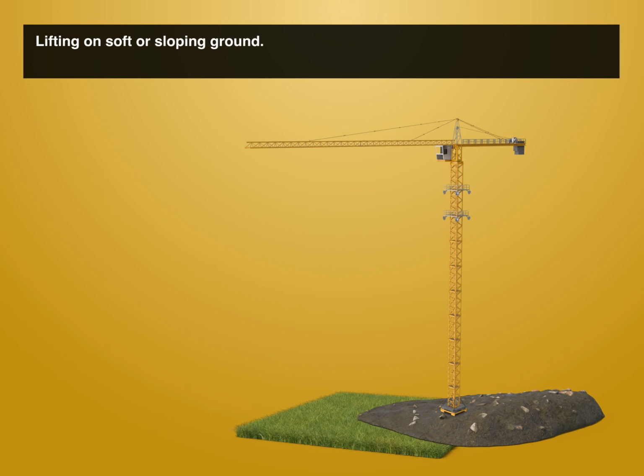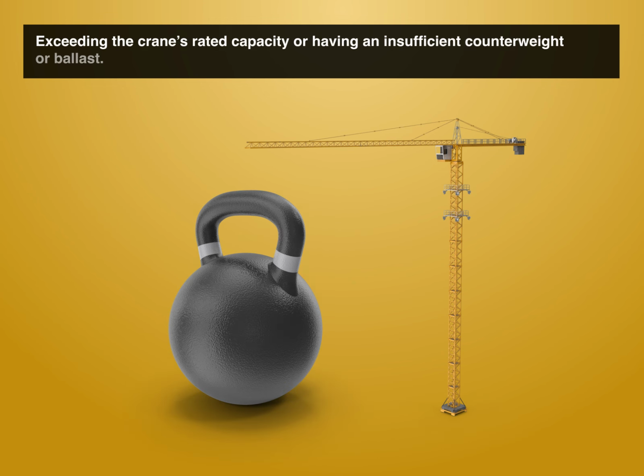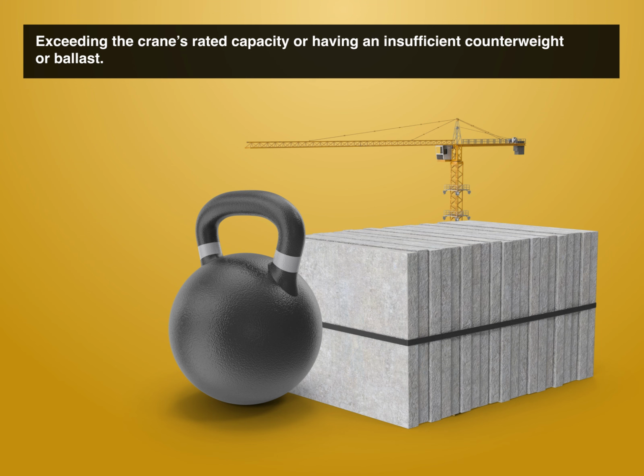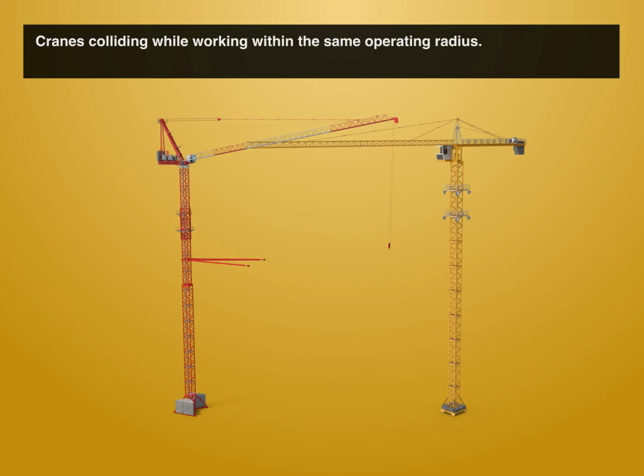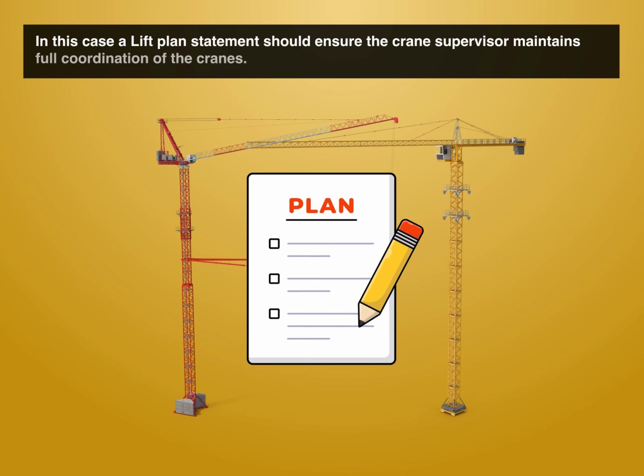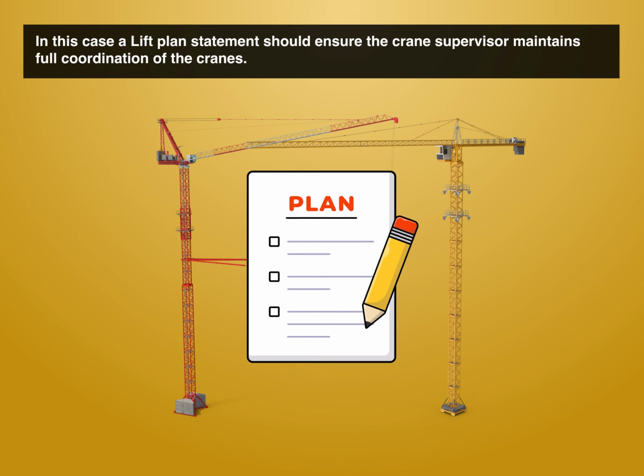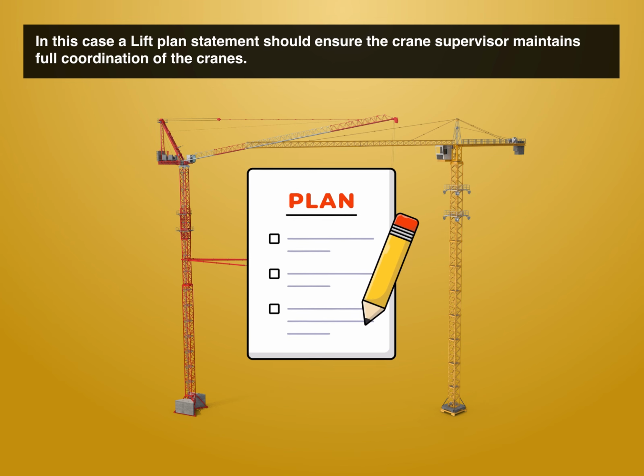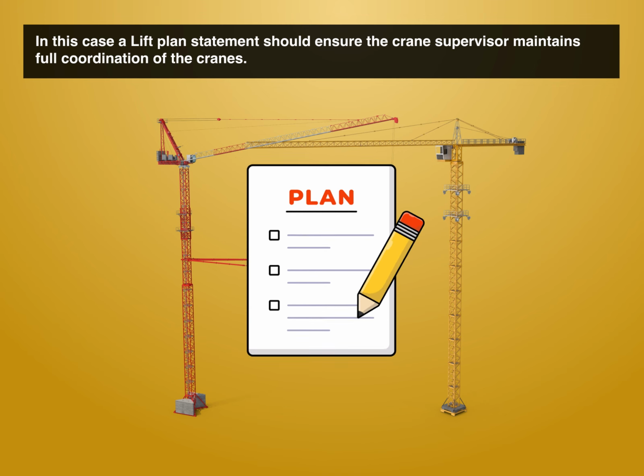Lifting on soft or sloping ground. Exceeding the crane's rated capacity or having an insufficient counterweight or ballast. Cranes colliding while working within the same operating radius. In this case, a lift plan statement should ensure the crane supervisor maintains full coordination of the cranes.